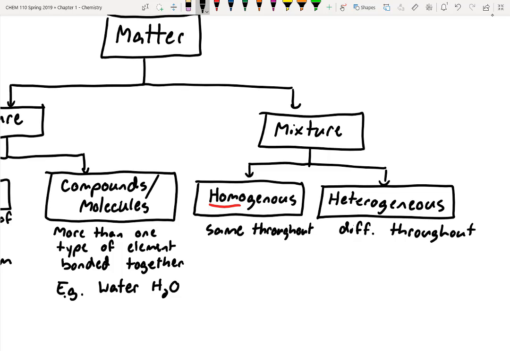All right, so it gets a little bit weird to think about, but we can have a homogeneous mixture. Let's say we put sugar into water, right? If you stir it up, that sugar will eventually dissolve, and then you'll have a pretty uniform mixture of sugar and water, right?